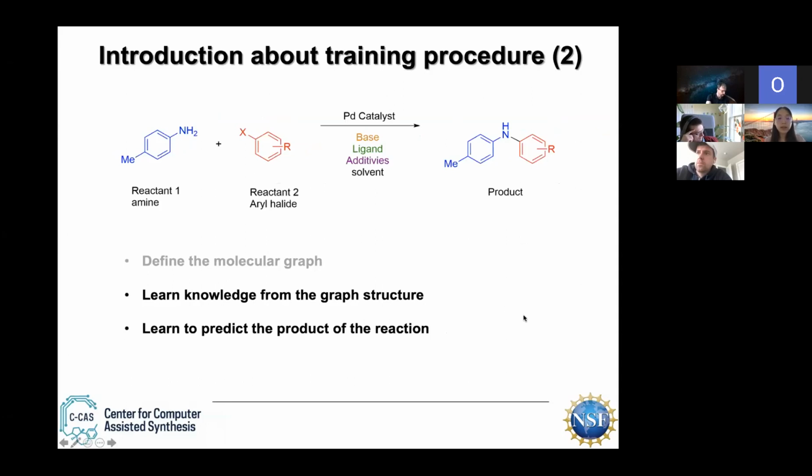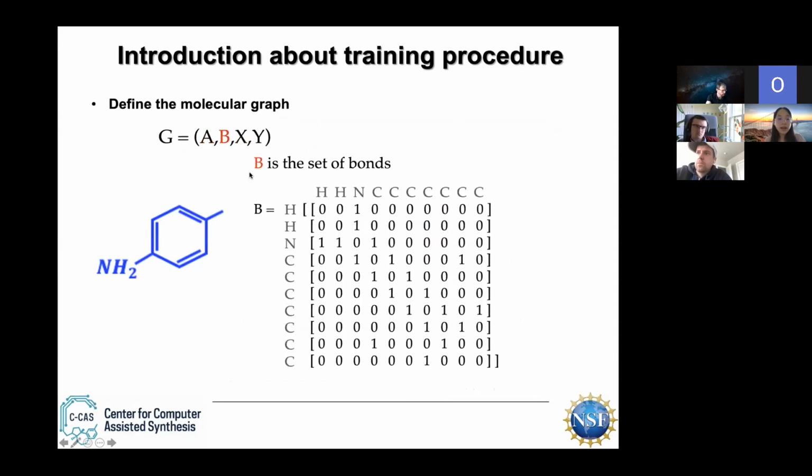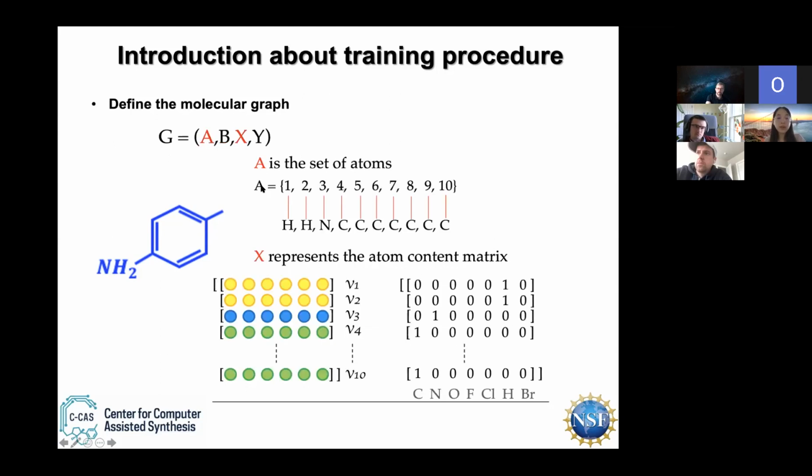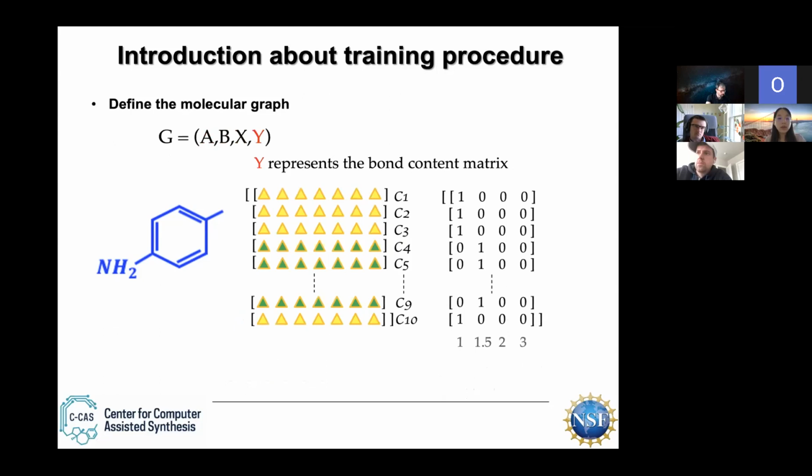Firstly, let's recall how to define the molecular graph. We define the molecular graph as G, which contains 4 parts. A is the set of atoms. X represents the atom content matrix. B is the set of bonds. Y represents the bond content matrix.